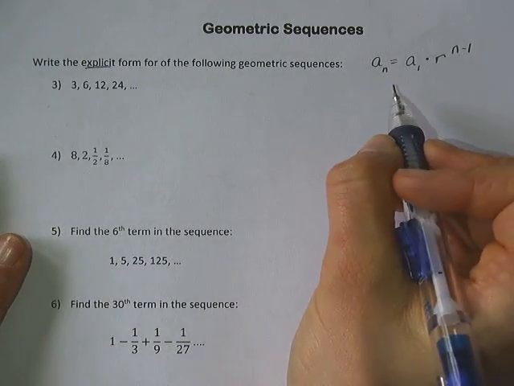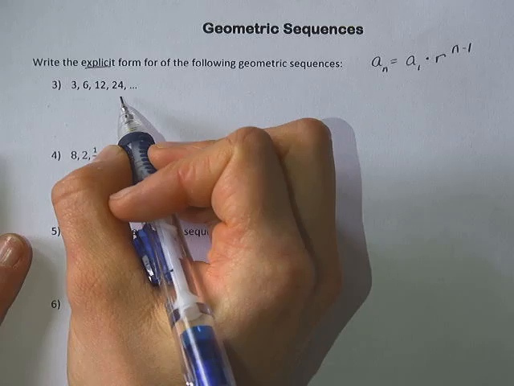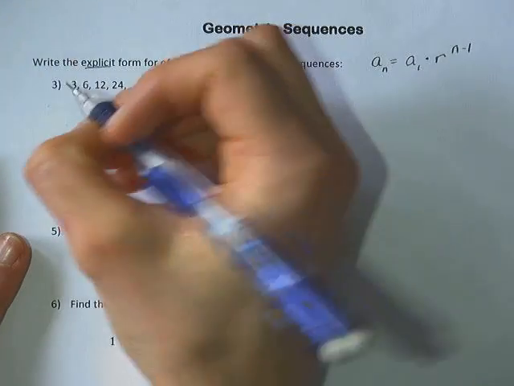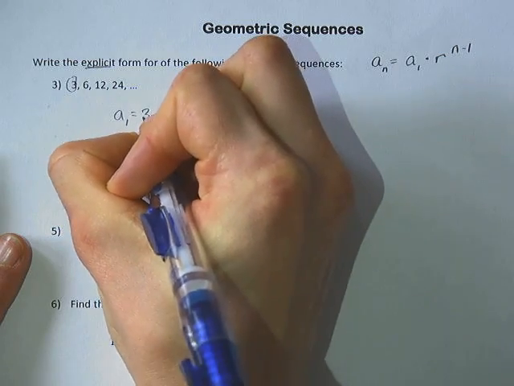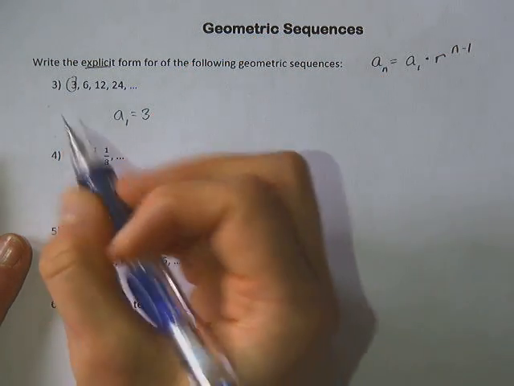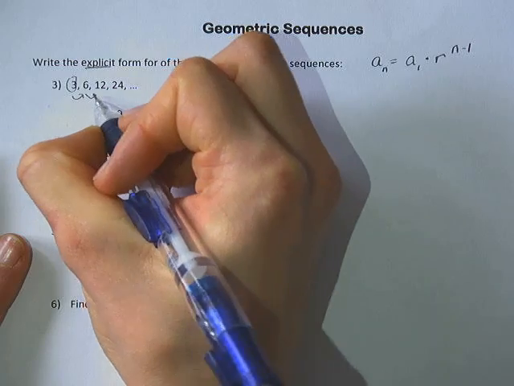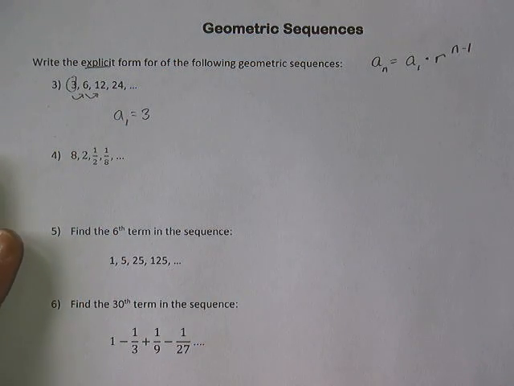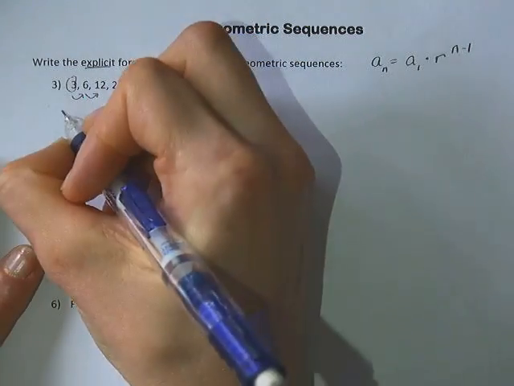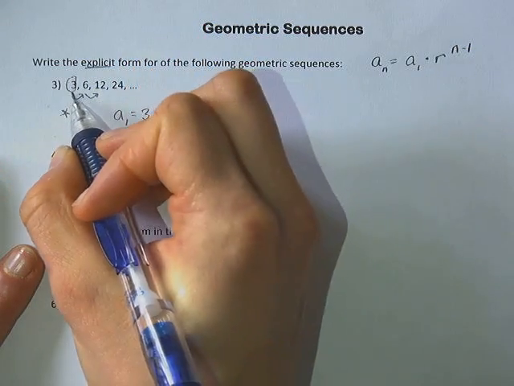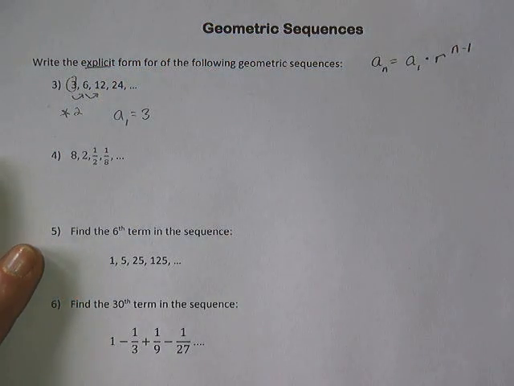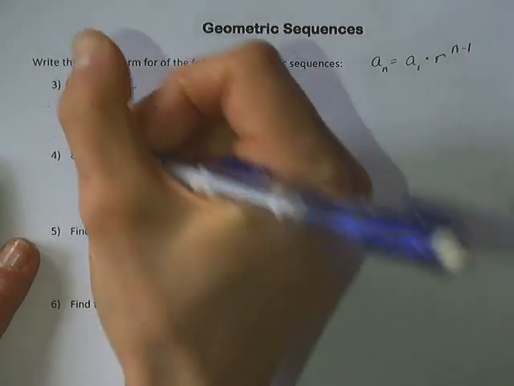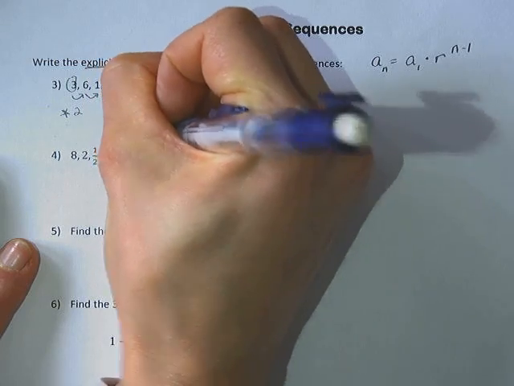Okay, so if I'm writing this sequence in explicit form, I have to find my first term. So my first term would be 3, so a sub 1 equals 3. And then I also have to find my common ratio. So what is the pattern here? What number am I multiplying by if it is geometric? Well, 3 times 2 gives me 6. Okay, notice this was a sequence that we just talked about. So my common ratio ends up being 2.